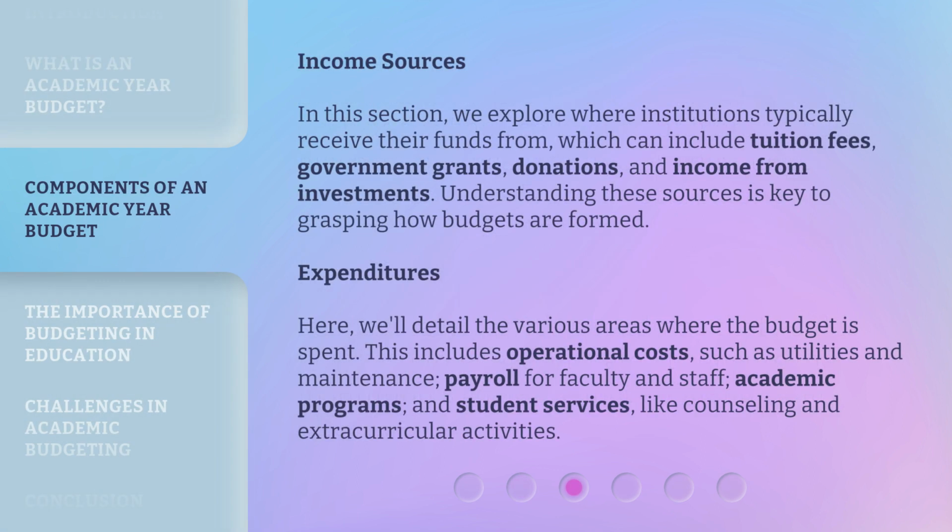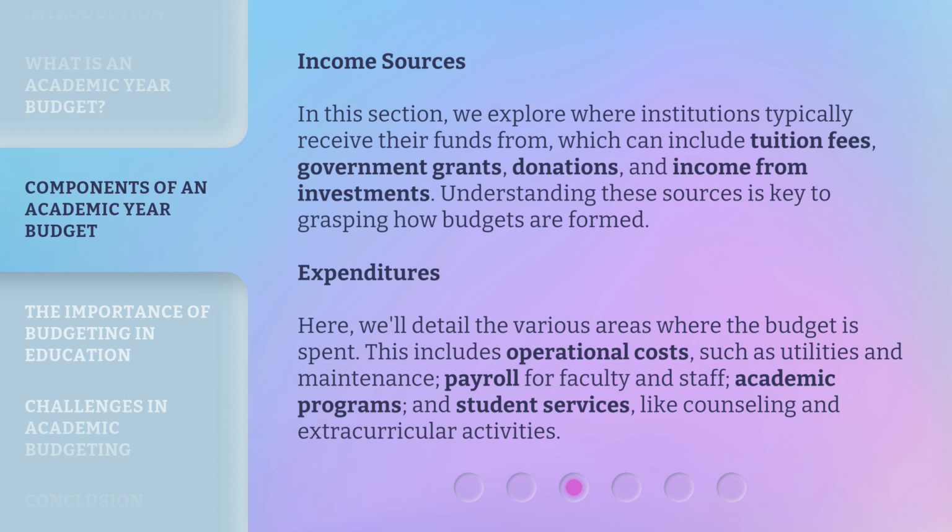Income sources. In this section, we explore where institutions typically receive their funds from, which can include tuition fees, government grants, donations, and income from investments. Understanding these sources is key to grasping how budgets are formed.